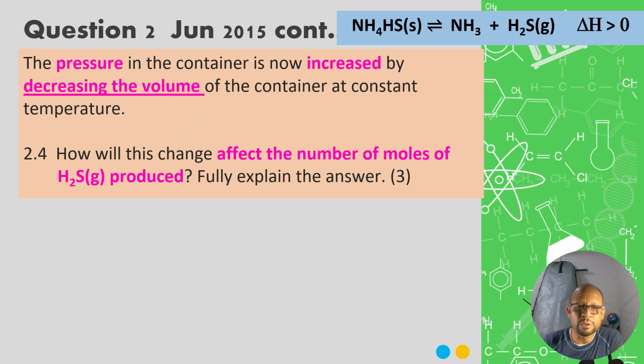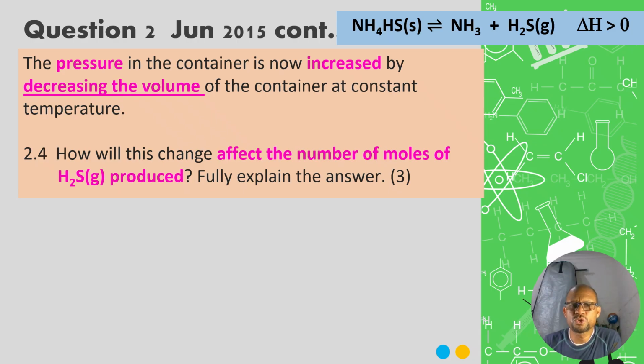Okay, we continue with question 2.4. The pressure in the container is now increased. Now, when you increase the pressure, they do so by decreasing the volume of the container at constant temperature. Now, they say constant temperature because we know that temperature will also influence the equation. So we don't want temperature to also influence it, while the pressure is an influencing factor. So that's why we say at constant temperature.